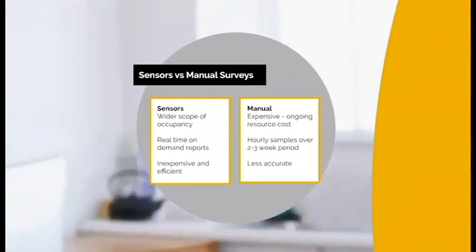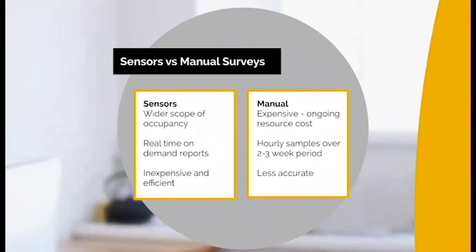When we're talking about data, we're talking about 2 ways that people historically gather data. Obviously, most of you are familiar with manual surveys. You might do it already or know people that gather data in this way. Manual surveys really refers to when people are sending people around with clipboards. They're gathering data maybe once an hour on a floor over a 2 or 3 week period.